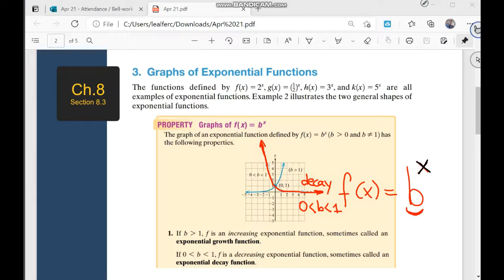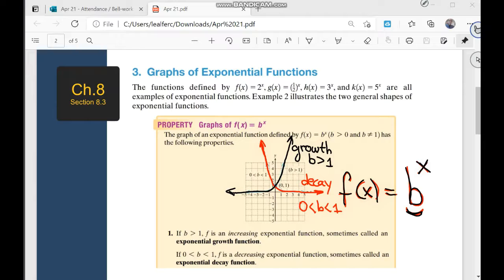The other situation we will have is if the function f of x equals b exponent x has the base b greater than 1. If it's greater than 1, we will have something like that. And this is called growth. It is when b is greater than 1. Okay? Those are the two situations we will find. Depending only on the value of b, we can have a growth or we can have a decay.